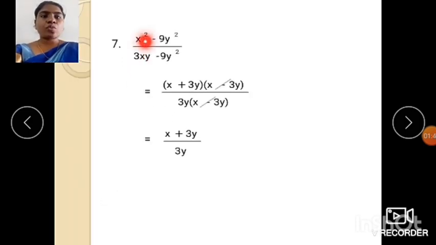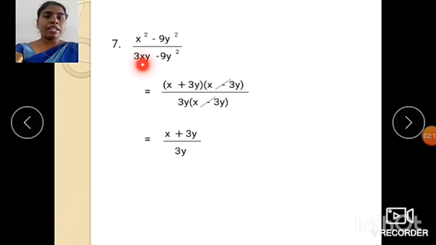Next, x square minus 9y square by 3xy minus 9y square. See here, x square minus 9y square. This is in the form of a square minus b square. What is the formula for a square minus b square? a plus b into a minus b. In place of a we have x and in place of b we have 3y. So x plus 3y into x minus 3y.